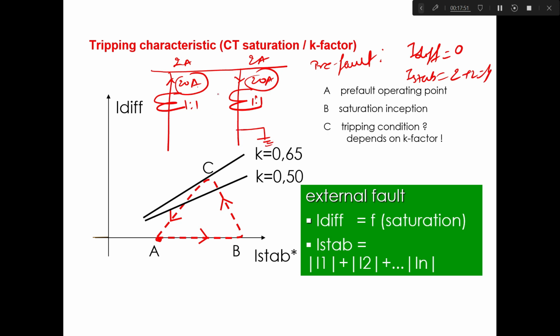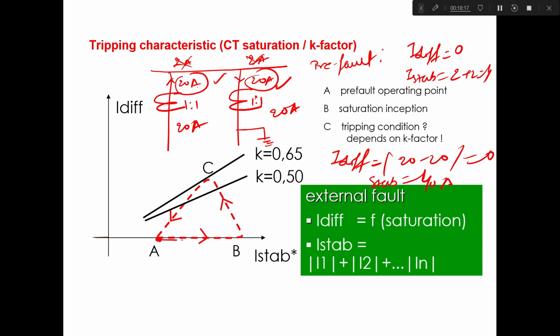Suddenly your current rises from 2 ampere to 20 ampere. In this condition, if everything is okay, in the initial half cycle or initial quarter of the cycle, this current is 20 ampere and this current is also 20 ampere. Your differential current is 20 minus 20, which is 0, and your stabilization current will be 20 plus 20, which is 40 ampere. So suddenly your operating point during the fault will move from point A to point B. But now suppose after 10 millisecond or 20 millisecond, one of the CTs gets saturated.